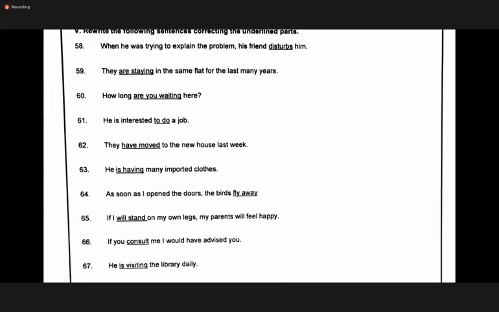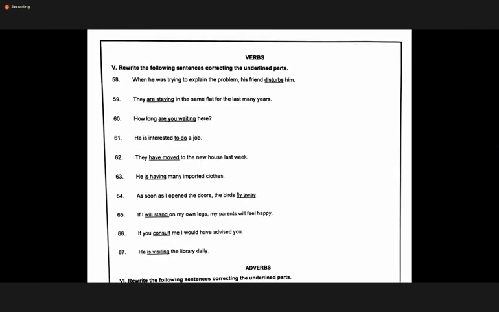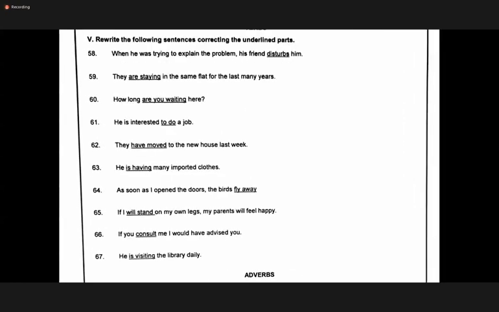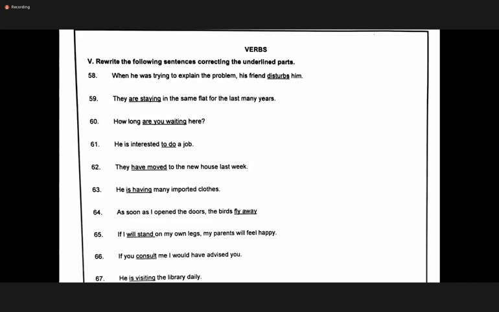Next, verbs. Correction of errors in case of verbs. Mainly, these corrections are based on tenses. So here, observe the key word in the sentence. The wrong tense is used for the verb, so use the correct tense form of the verb. First one, when he was trying to explain the problem, his friends disturbs him. Disturbed, because it is in the past tense, so use only past tense, not present tense. His friend disturbed him.